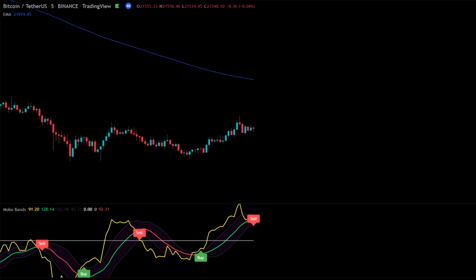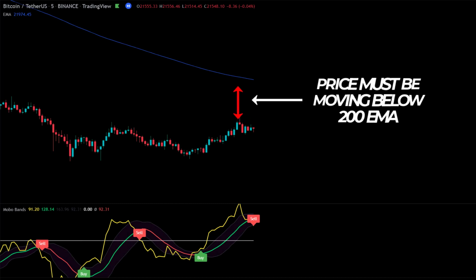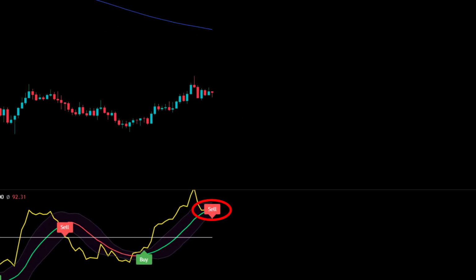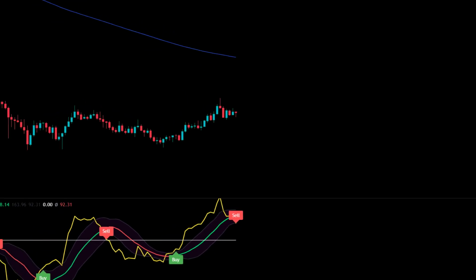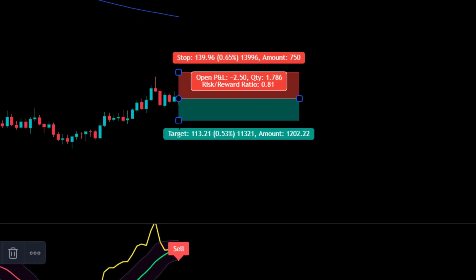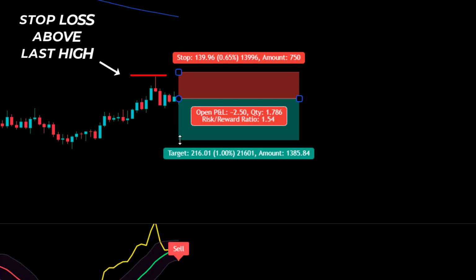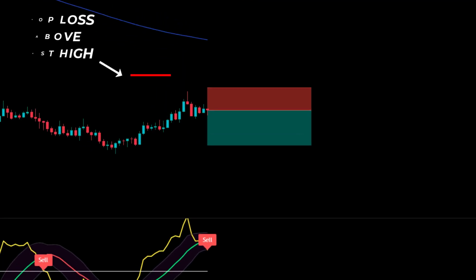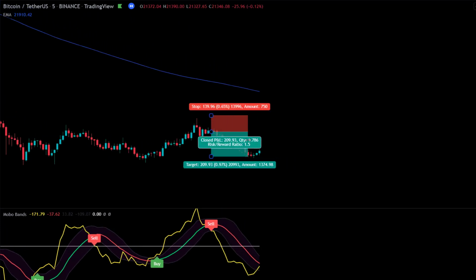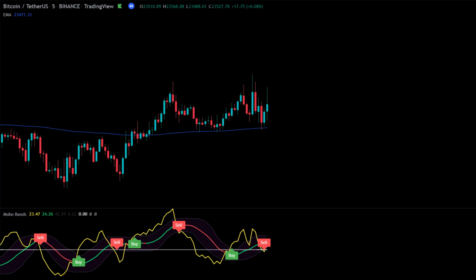Now, let's look at a sell position. A sell position actually just works the other way around. In this case, we want to first make sure that the price is moving below 200 EMA. This now indicates a falling price, so we know we should only open a sell position. Once the price moves below 200 EMA, we wait for a sell signal from the MOBO indicator. As you can see, this one takes place here. So at that moment, we can open our selling position. In this case, I place my stop loss above the last high and place my take profit now 1.5 times lower. As you can see, this was also a profitable position, only now through the sell variant.